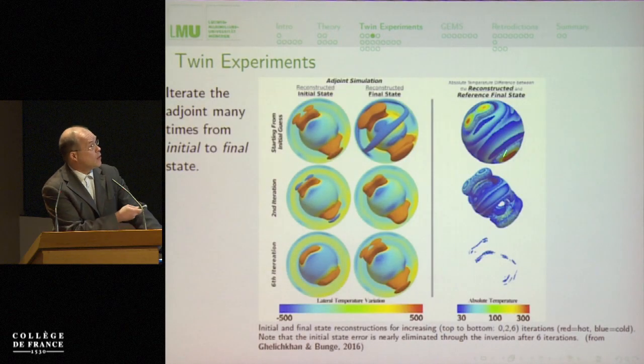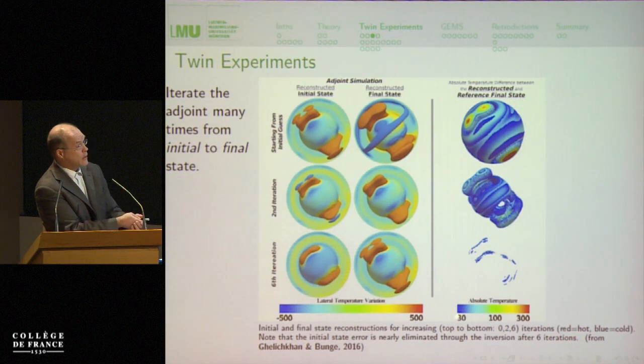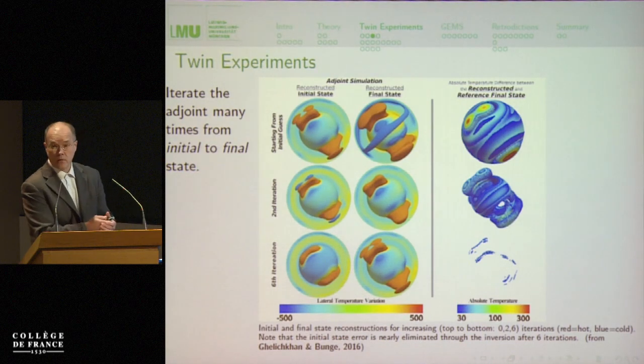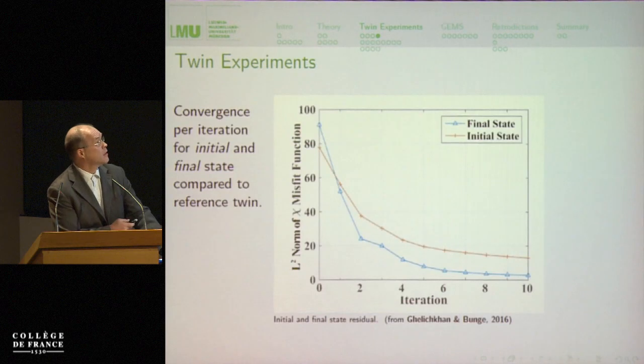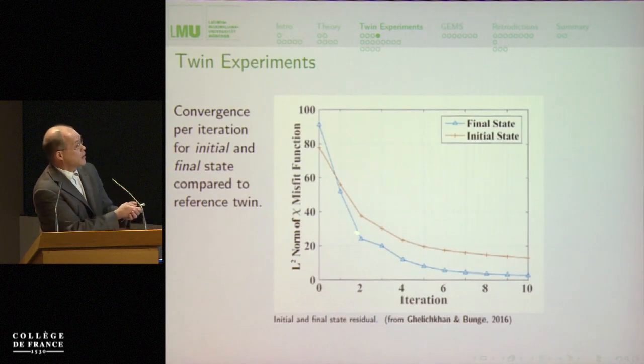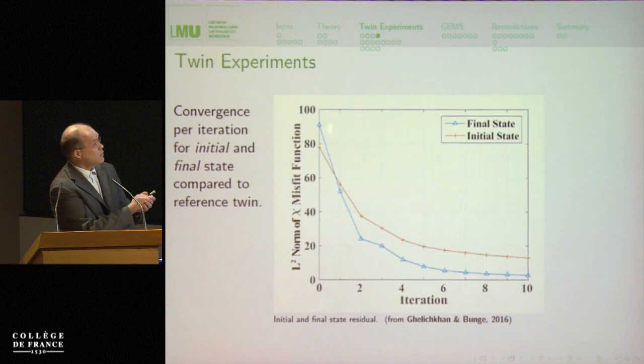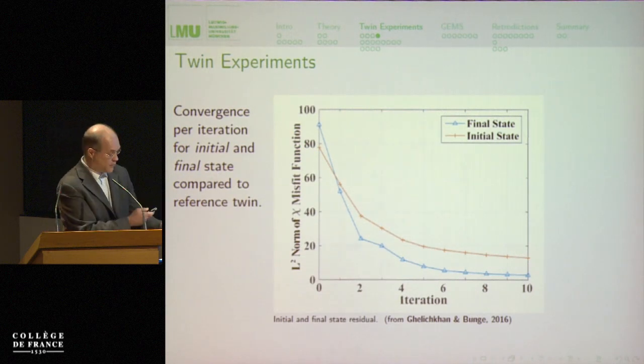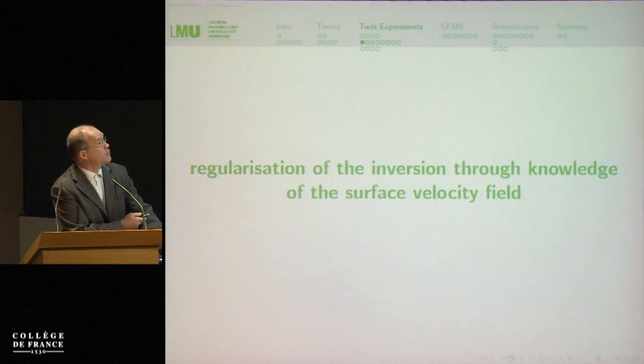And this is, if you remember, your reference model. Plotted on the right column is the error, and the main thing that I want to point out is that the error is in the range of about a few percent relative to the lateral temperature variations. This is a more technical way: you can plot the RMS error as a function of the iteration, and you see there's a very nice convergence in both the final and the initial state.